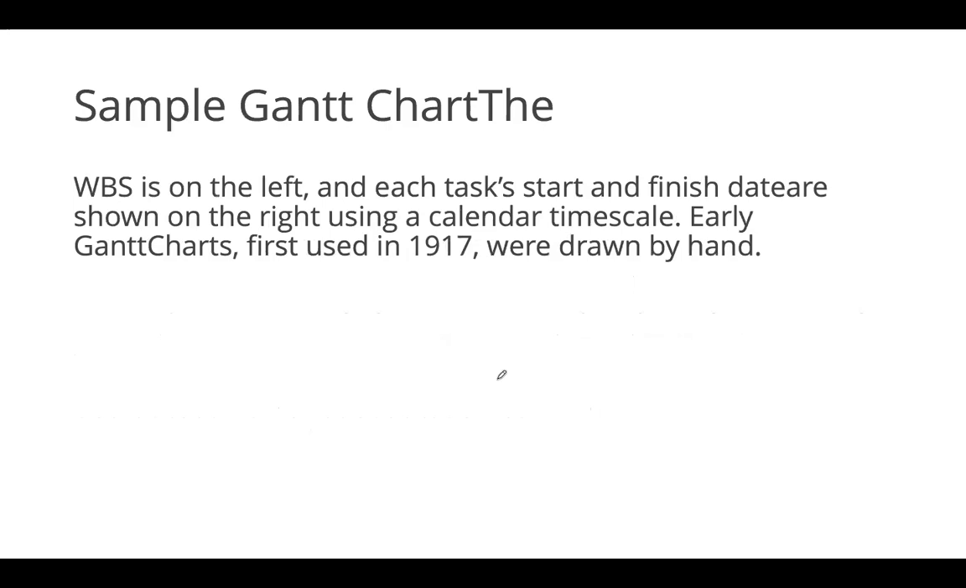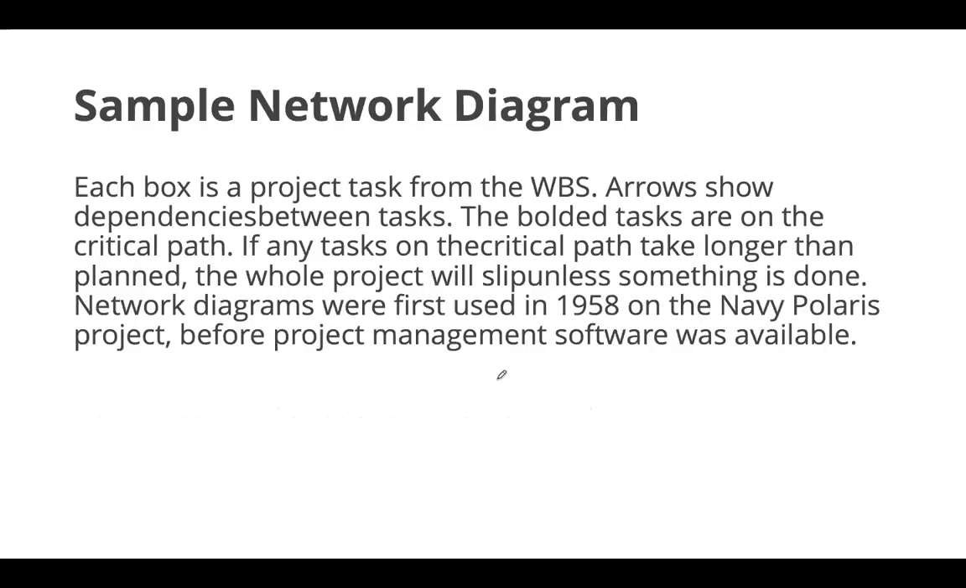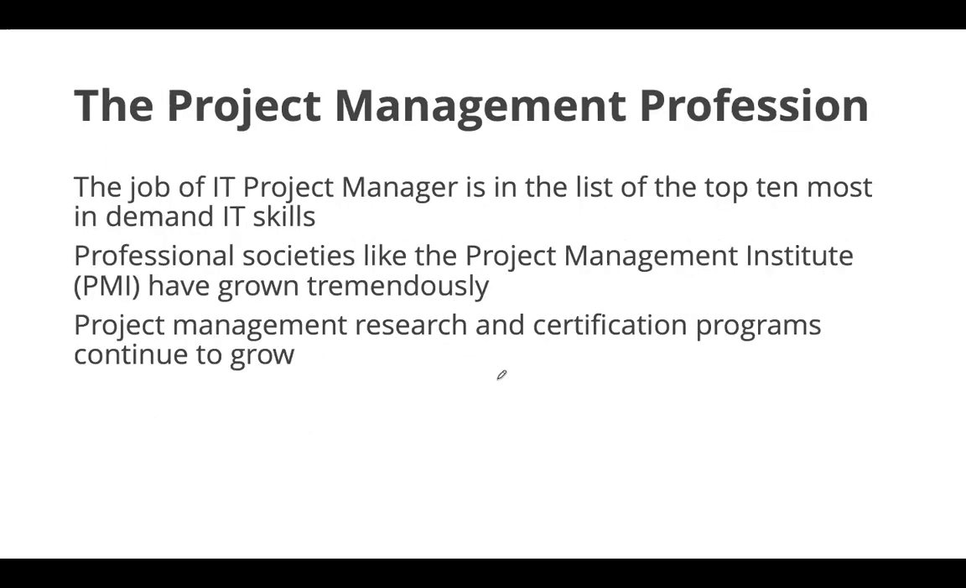Like we have a Gantt chart. A Gantt chart helps you to know which tasks are to be done and when. Then a network diagram also helps you to find the critical path of a project. What can I achieve within the shortest period of time? So you get to know that.